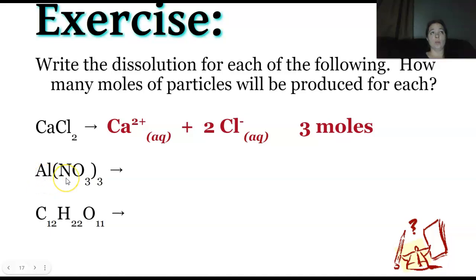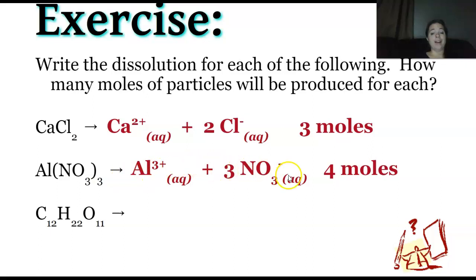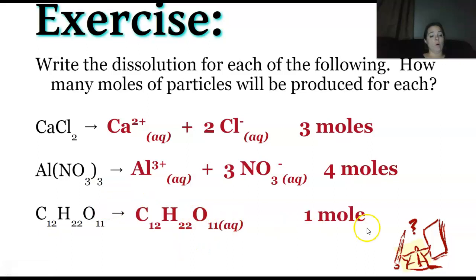Let's look at aluminum nitrate. There's 1 aluminum 3+ with 3 nitrates. Now you may say, hey, but Miss Co, there's 3 oxygens here. The reason why I'm not messing with it is because it's a polyatomic ion. You do not mess with the subscripts with polyatomic ions, which means when I add up all of the moles here, I've got 1 here, 3 here, 4 moles altogether. C12H22O11, well, this is nonmetal, covalent, which means it doesn't break up, meaning there's only 1 mole.